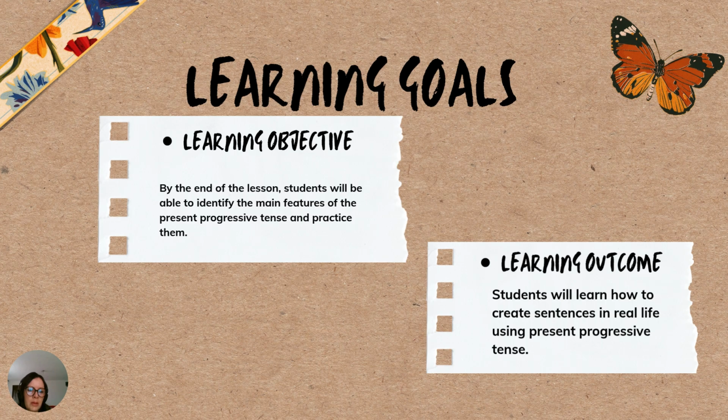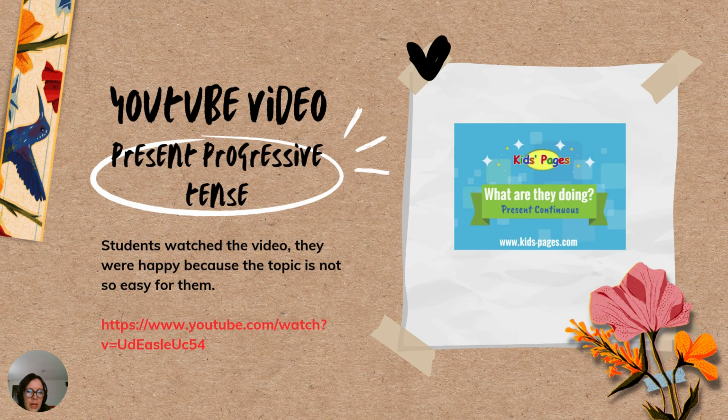The learning goals of this activity: the first one is, by the end of the lesson, students will be able to identify the main features of the present progressive tense and practice them. And the second one, the learning outcome, was that students will learn how to create sentences in real life using present progressive tense.